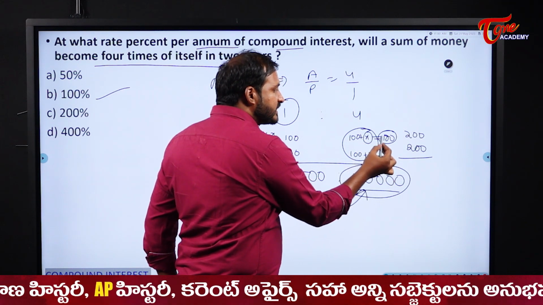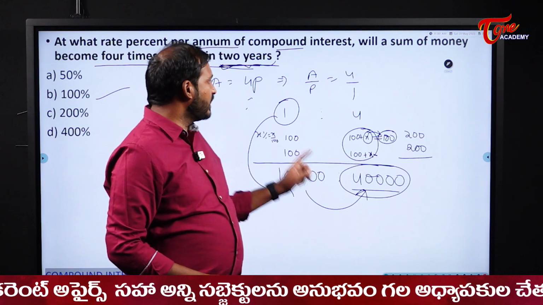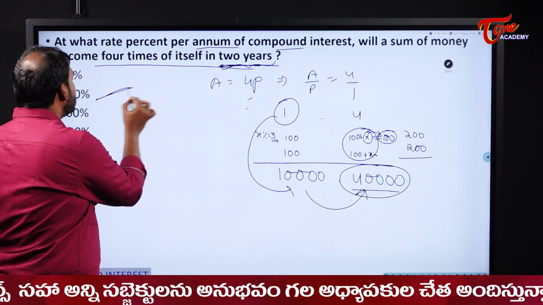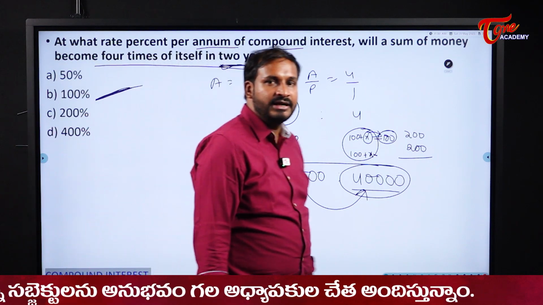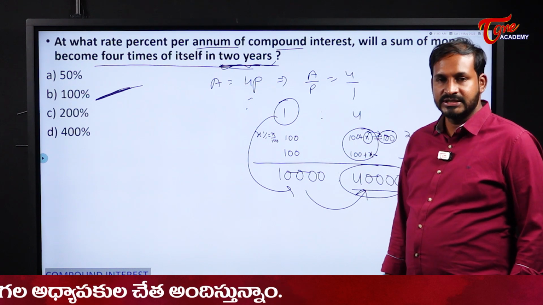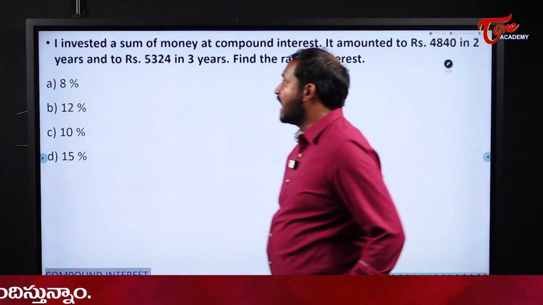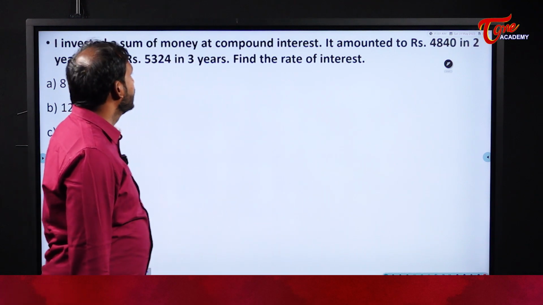That means what should be my x value? X value should be 100. Then only this will happen. So what should be my rate of interest here? 100%. This is how you need to solve the problems. Think carefully and solve.